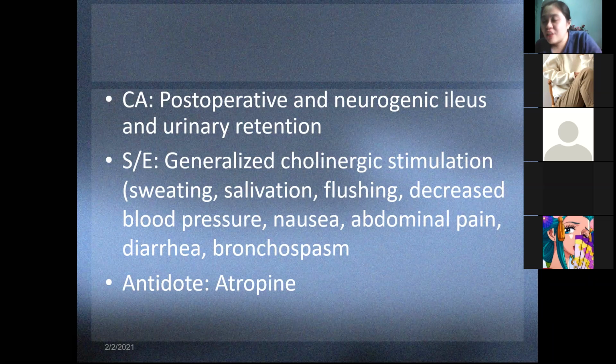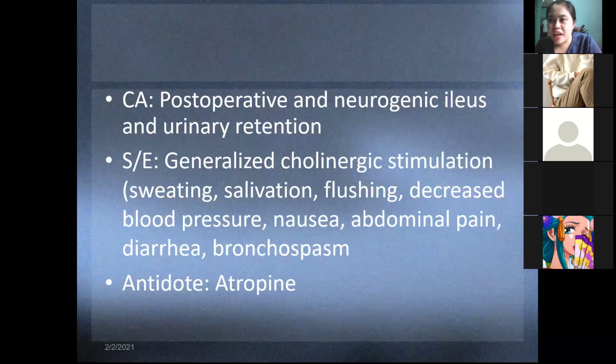Now, ang antidote for the adverse effect or even the poisoning of bethanechol is atropine. Because again, na-mention kagahapon, atropine is an anti-cholinergic. So kapag ang person naga-experience siya og excessive DUMBBELS, then we give an anti-cholinergic. Okay?